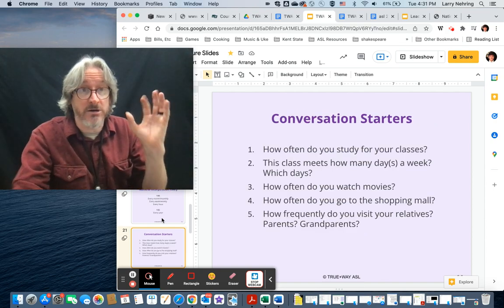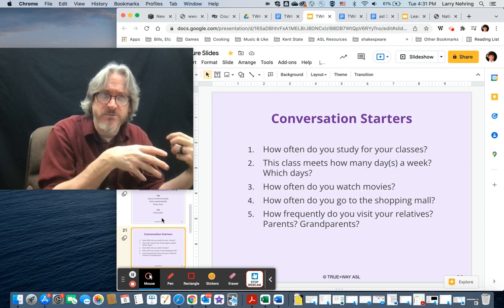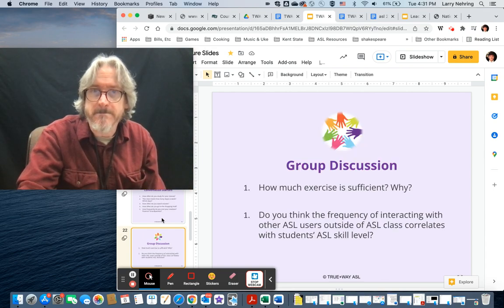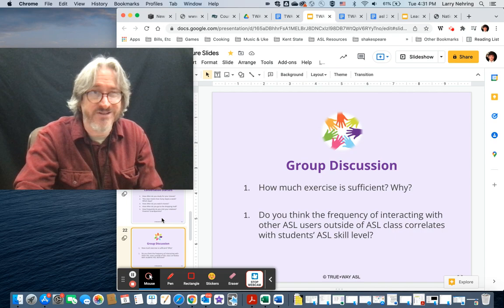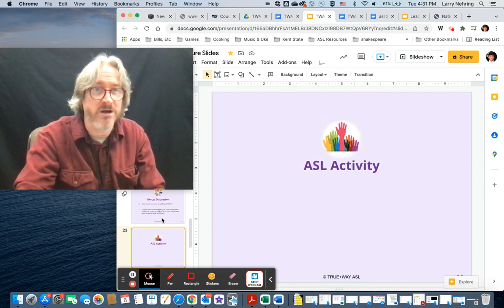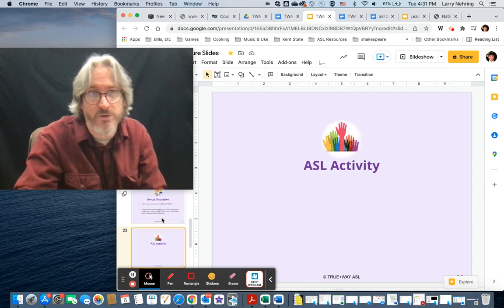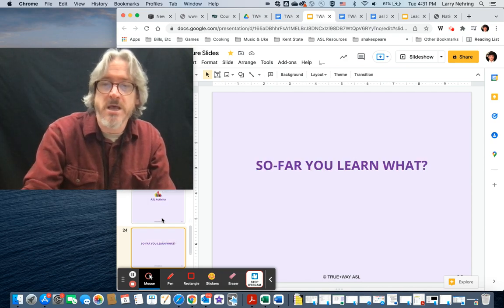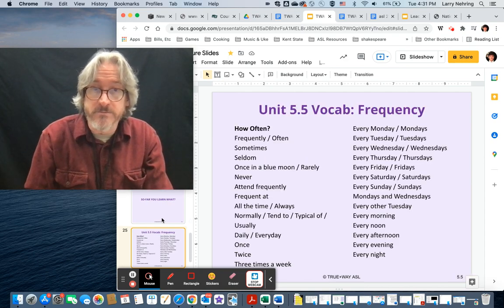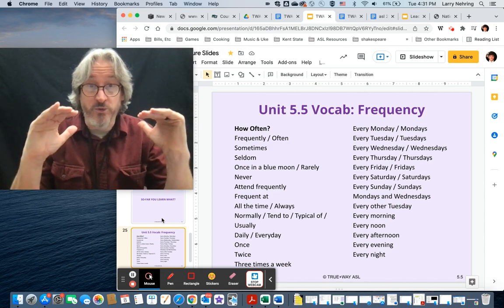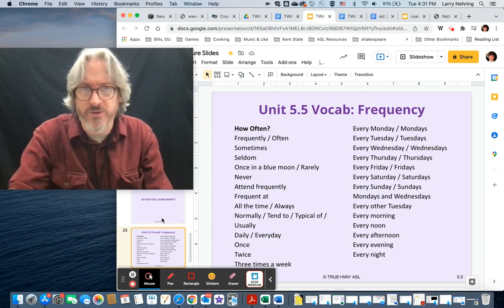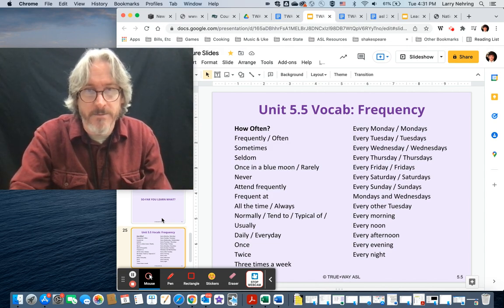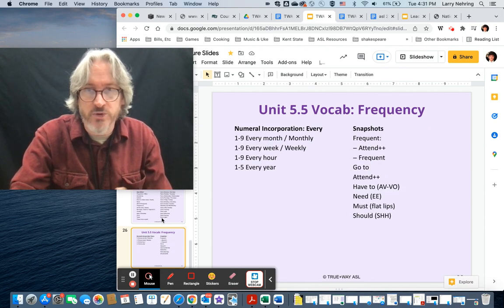And then the conversation starters. So we've just built on the time things from the previous chapters. And then the discussion questions we'll do in class, or a variation of it, because I think they're boring and I like to do different ones in class. So here's all the vocab. We went through all of those just now, so I'm not going to go through each and every one.